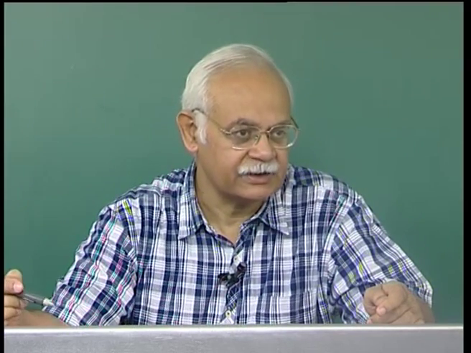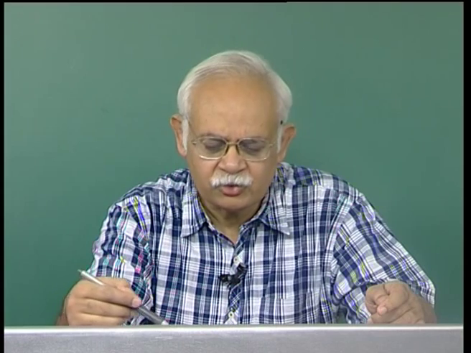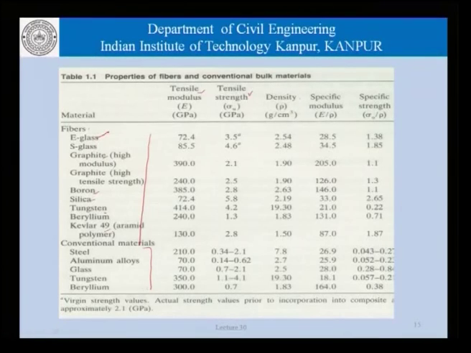That is something which we must carry home from this picture. Now, this table here is just a data sheet which tells you that depending on the type of the fiber, which is glass or graphite or boron or silica, tungsten and Kevlar, how do the tensile modulus, the tensile strength and density change? So, we cannot go into the details of these numbers, but what we have to see is how these numbers compare with conventional materials such as steel or aluminum or glass.